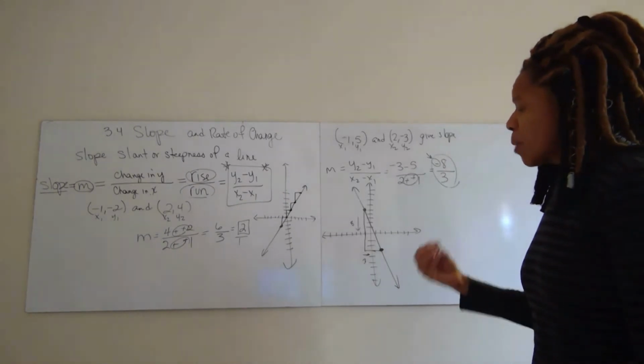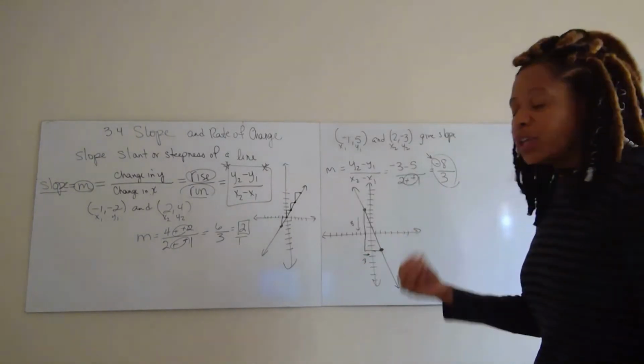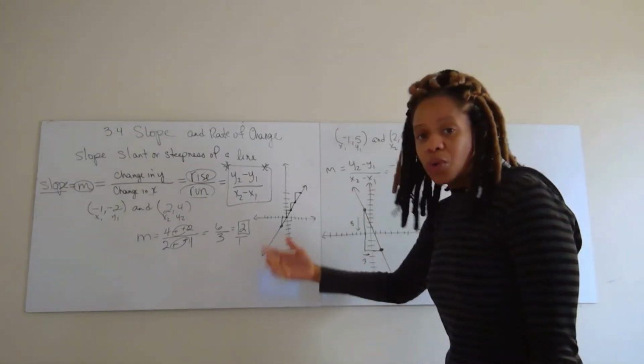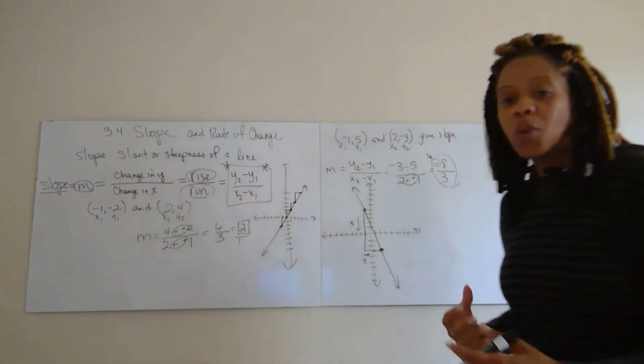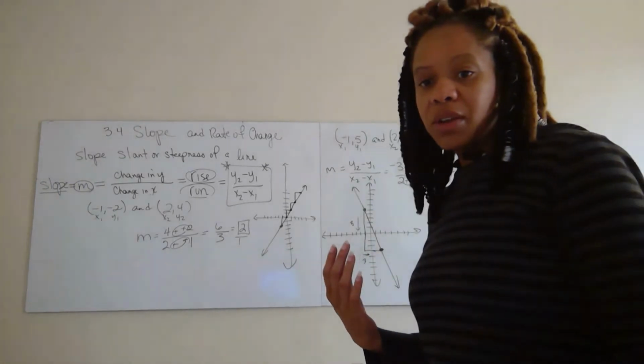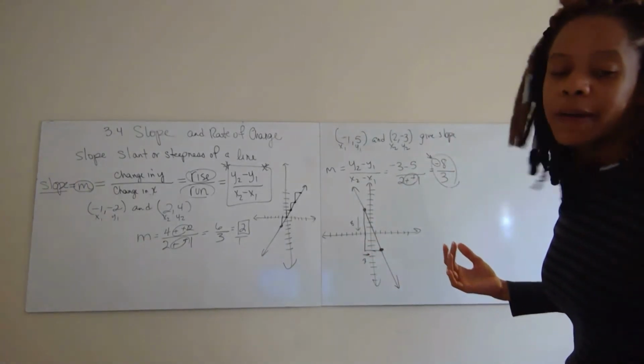Okay, so you would represent the slope as a 2, but you would understand that it is a 2 over 1 because the slope is always rise over run. Okay, all right.